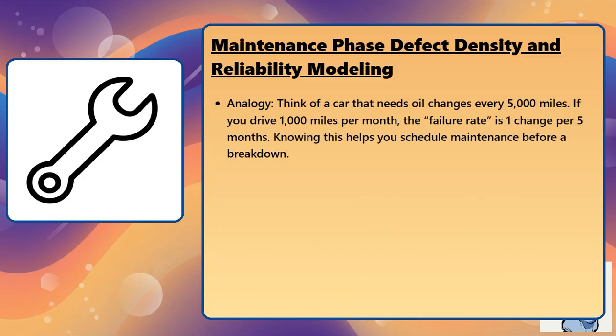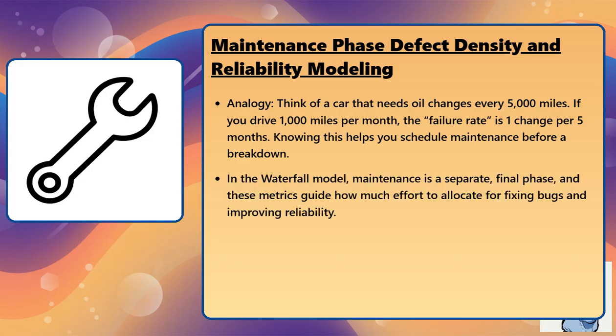Analogy: think of a car that needs oil changes every 5,000 miles. If you drive 1,000 miles per month, the failure rate is 1 change per 5 months. Knowing this helps you schedule maintenance before a breakdown. In the waterfall model, maintenance is a separate final phase, and these metrics guide how much effort to allocate for fixing bugs and improving reliability.